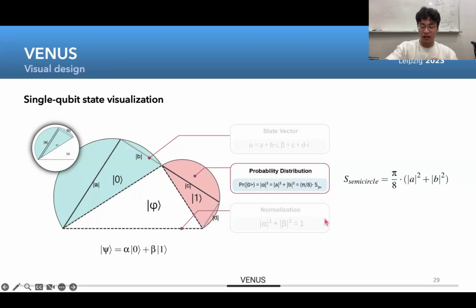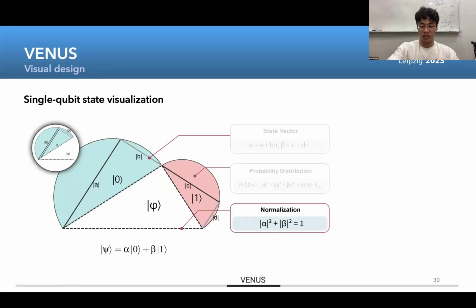Okay, and we also encode the constraint. What is the constraint, by the way? It is the sum of the squares of alpha and beta, which is exactly the base side of this large triangle, right? For the probability of zero, indicated by the square of alpha, and the probability of state one, represented by the square of beta, the sum of the probabilities will always equal 1, right? So this side represents the square of alpha, and this side represents the square of beta. So the length of the base side will always be 1.